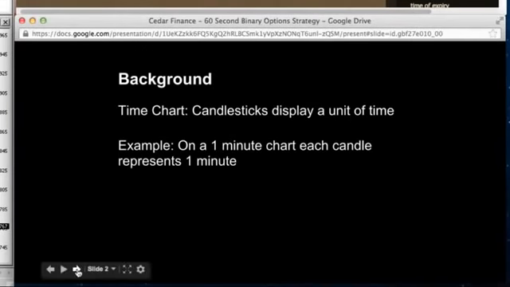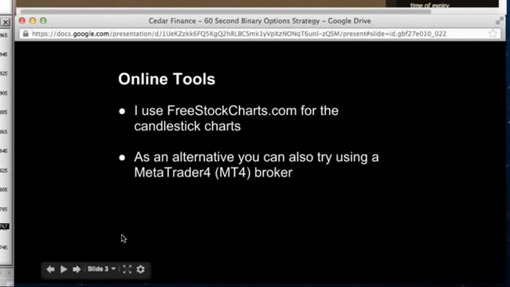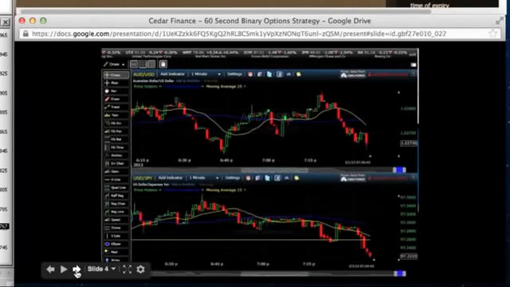Okay, so continuing with my slide. I've just gone through here the online tools. You can also use free stockcharts.com or MetaTrader. MetaTrader is probably a lot nicer. It's a downloadable application, whereas free stockcharts just streams live in the web browser. This slide is just basically showing you what I just went through. This is actually a free stockcharts.com screenshot. So we'll continue to the next slide.